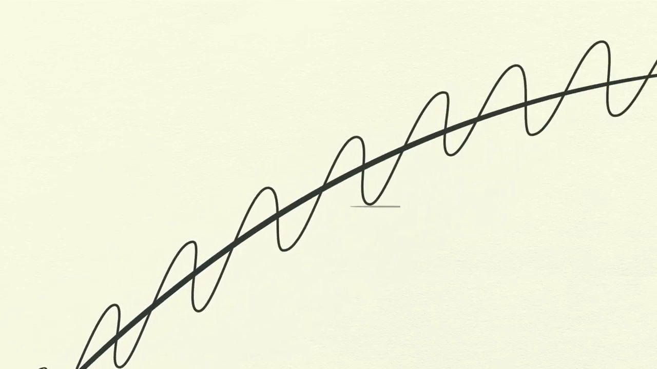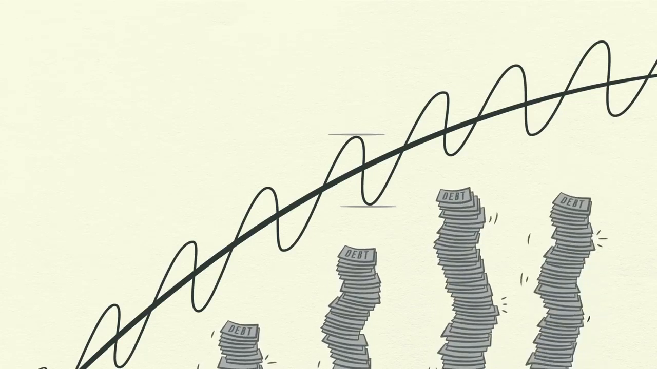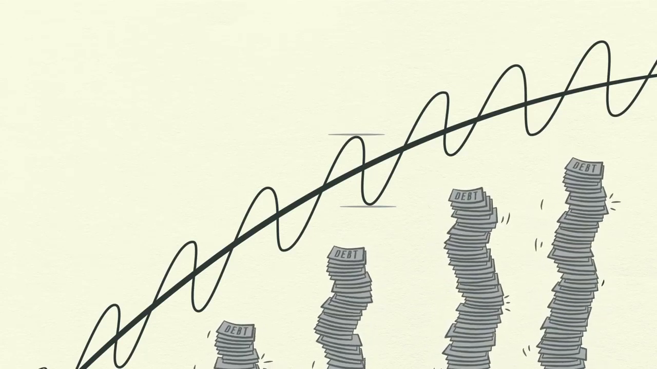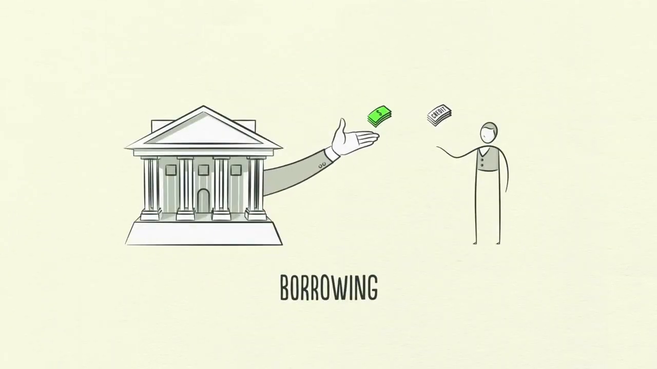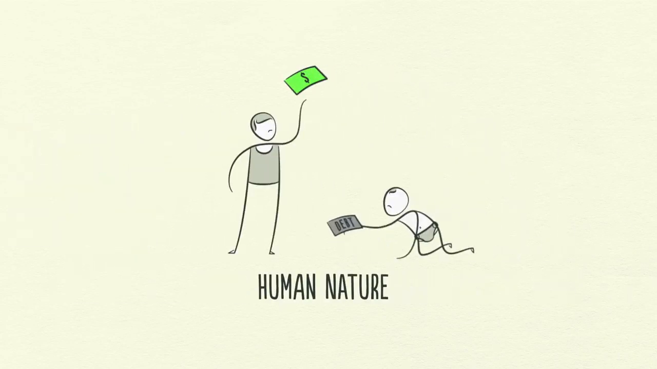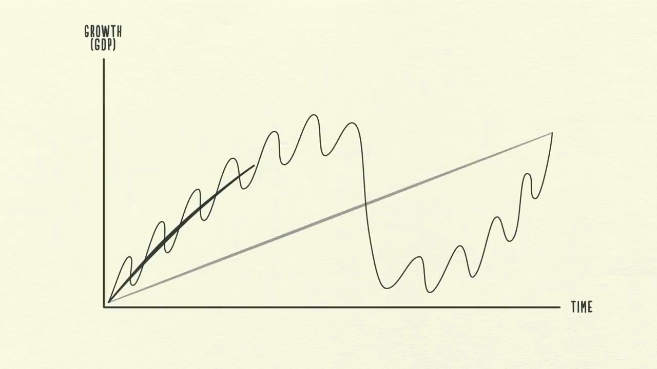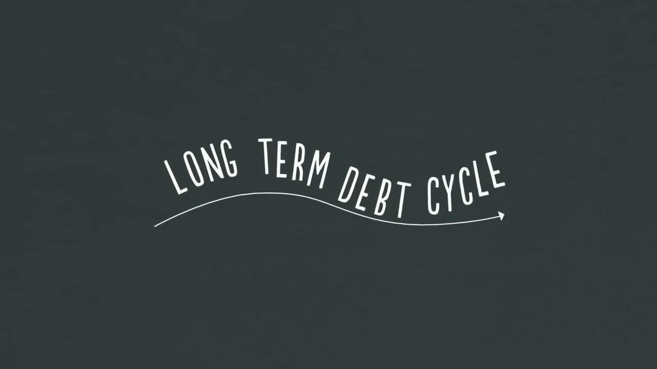But notice that the bottom and top of each cycle finish with more growth than the previous cycle and with more debt. Why? Because people push it. They have an inclination to borrow and spend more instead of paying back debt. It's human nature. Because of this, over long periods of time, debts rise faster than incomes, creating the long-term debt cycle.